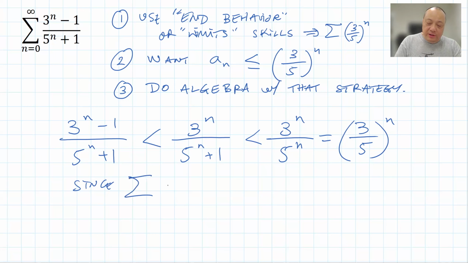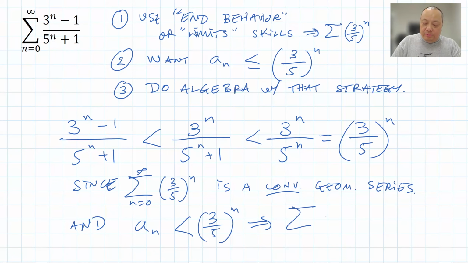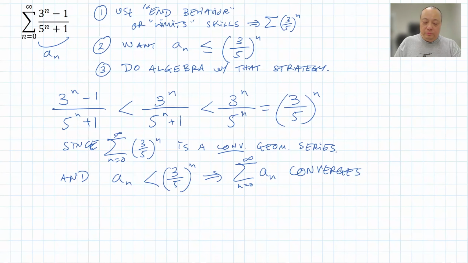Since a series of (3/5) to the nth is a convergent geometric series, and our a sub n is less than (3/5) to the nth, that means our sum of a sub n converges, where a sub n is this big term. So that's my whole solution. And this is my strategy.